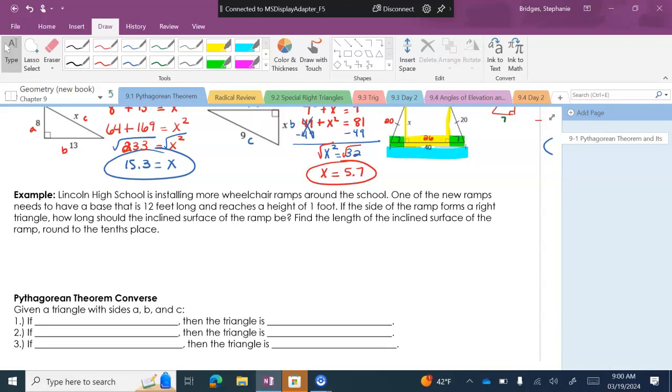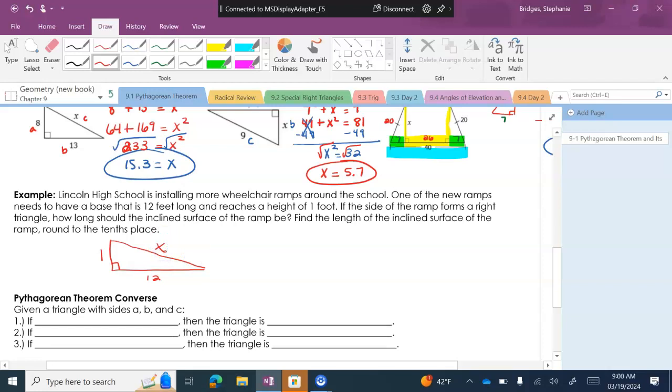Okay, is everybody ready to make a picture? Where's the base? Bottom. Okay, and how long does it say that is? 12 feet. And then it says it has a height of 1 foot. So if I'm talking about the height, we go straight up. Okay. And it says it forms what kind of angle there? Right. And so we want to know what the incline should be.